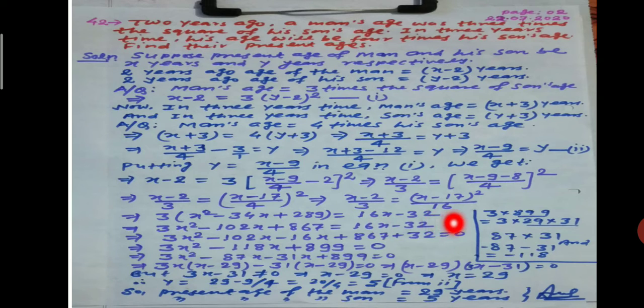(x minus 2), that is 16x minus 32. This implies that 3 multiplied by x square, 3x square minus 102x, since 34 multiplied by 3 is 102x, and 289 multiplied by 3 is 867, is equal to 16x minus 32. This implies that 3x square minus 102x, and 16x transferred to LHS becomes minus 16x, plus 867, and minus 32 transferred to LHS becomes plus 32, is equal to 0.